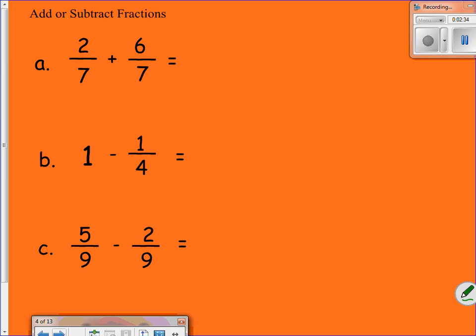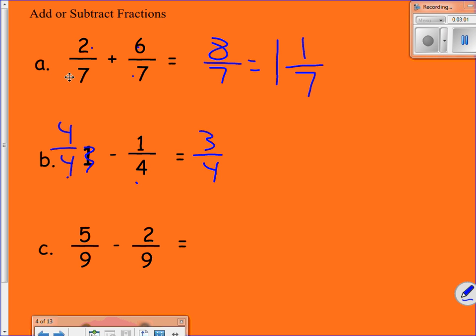Adding and subtracting. Well, when I'm adding fractions together, I have to make sure I have a common denominator. I do right here. So I have 7 as my denominator. 2 plus 6 gives me 8. How many 7s go into 8? 1. What's left over? 1 7th. Right here, I'm going 1 minus 1/4. Okay? This one is easy. I do know it's 3/4 for an answer. I can also change this 1 to be 4 over 4, so now I have a common denominator. 4 minus 1 is 3, 3/4.